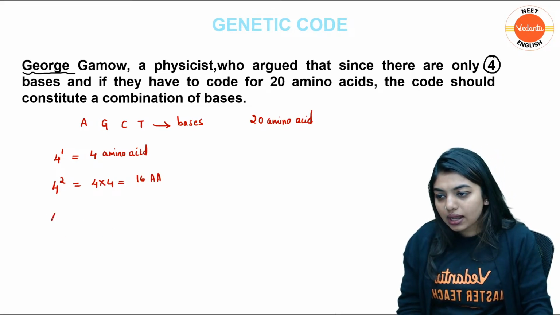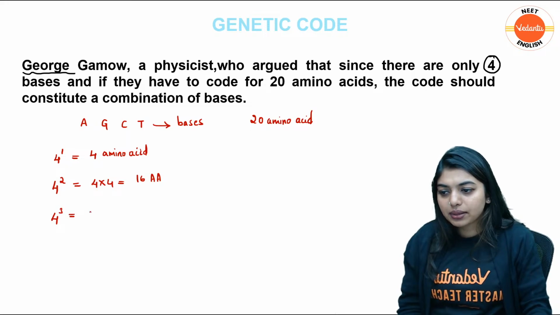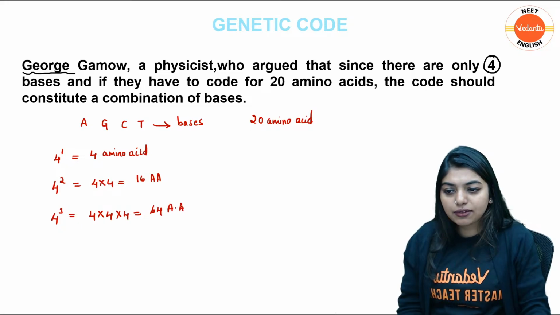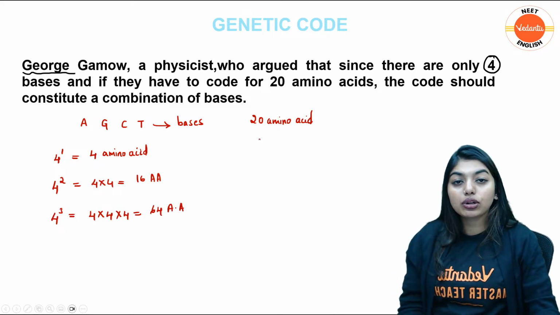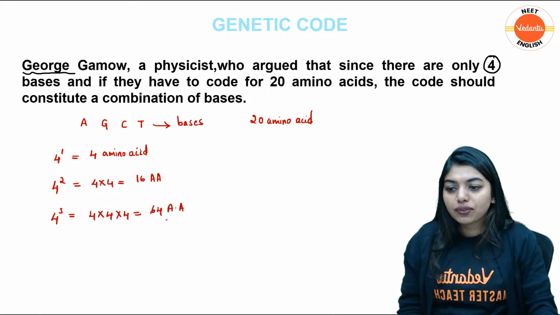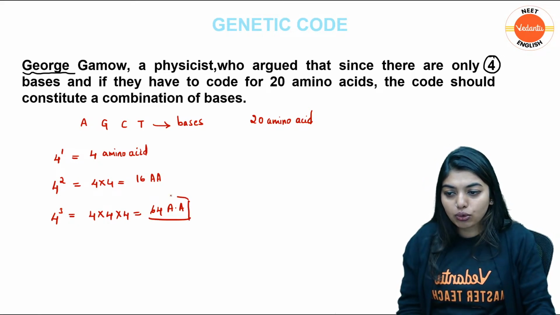Then they were like, okay, the last option is 4 to the power 3, that means 4 into 4 into 4, which is 64. We will be able to code for 64 amino acids. It's okay, 20 is the number of amino acids; maybe in the future, if we find more amino acids, we will code for that, right? So finally, they made 64 codons.